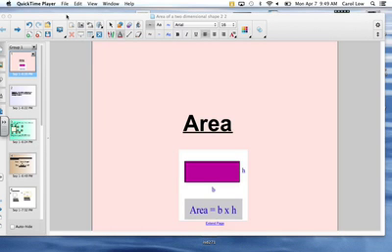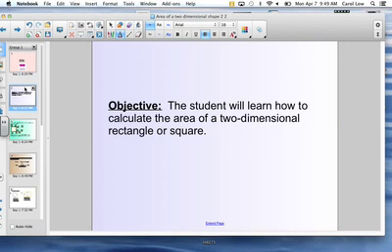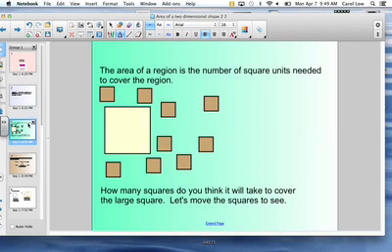Today we are going to be looking at the area of shapes. Our objective is the student will learn how to calculate the area of a two-dimensional rectangle or square. So let's look at this next slide. The area of a region is the number of square units needed to cover the region.